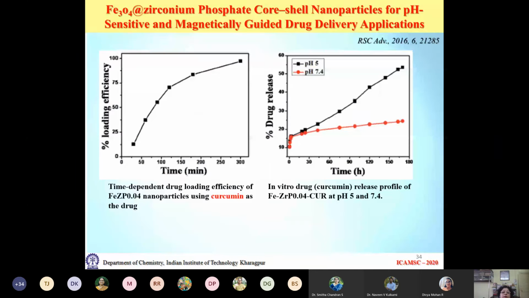Then you can look into how efficiently the drug is loaded, and how efficient the release profile is going to be. What is going to be important is that the release profile should be very good, at least in the acidic pH, and it need not be good in the non-acidic pH, like in the body fluid pH.